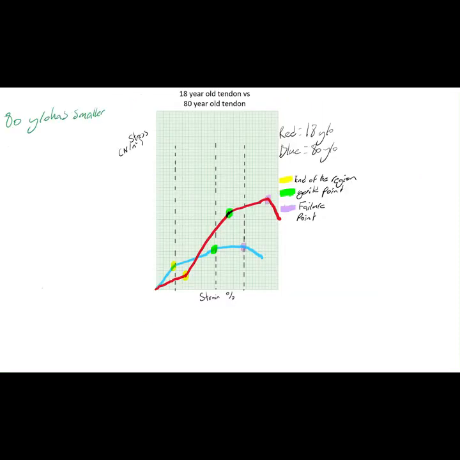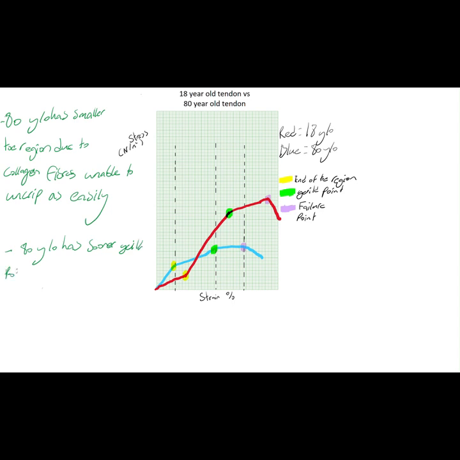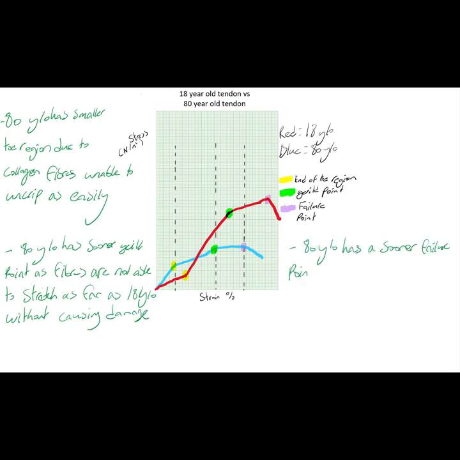Therefore, the reduction in strength and flexibility in older individuals is evident when comparing them to 18-year-olds' tendons on the stress strain graph. The 80-year-old has a smaller toe region due to the collagen fibers not being able to uncrimp as easily. The elastic region is also narrower due to the decreased availability of the fibers to stretch without damage. Additionally, the 80-year-old tendons will have a lower Young's modulus.